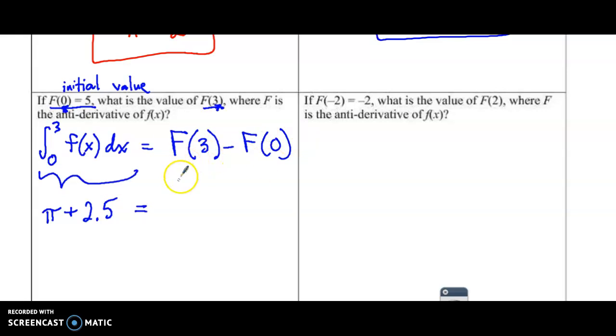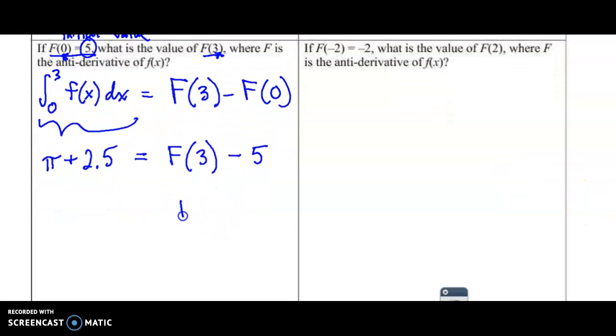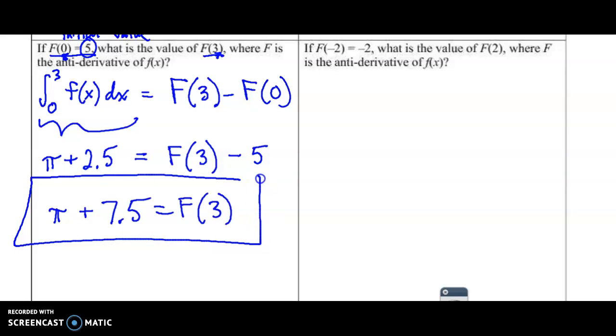And on this side, we don't know F of 3, but we do know F of 0 now. The initial value was 5. So I can solve this problem pretty easily by adding 5 to the left side. So this answer would be pi. We'll add 5 to that, and you'll get 7.5. And that is your answer.